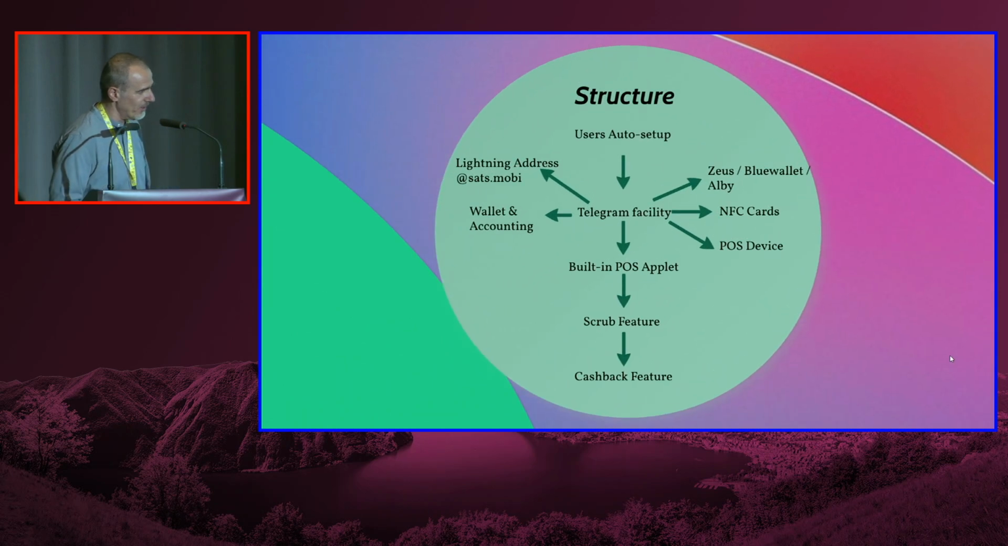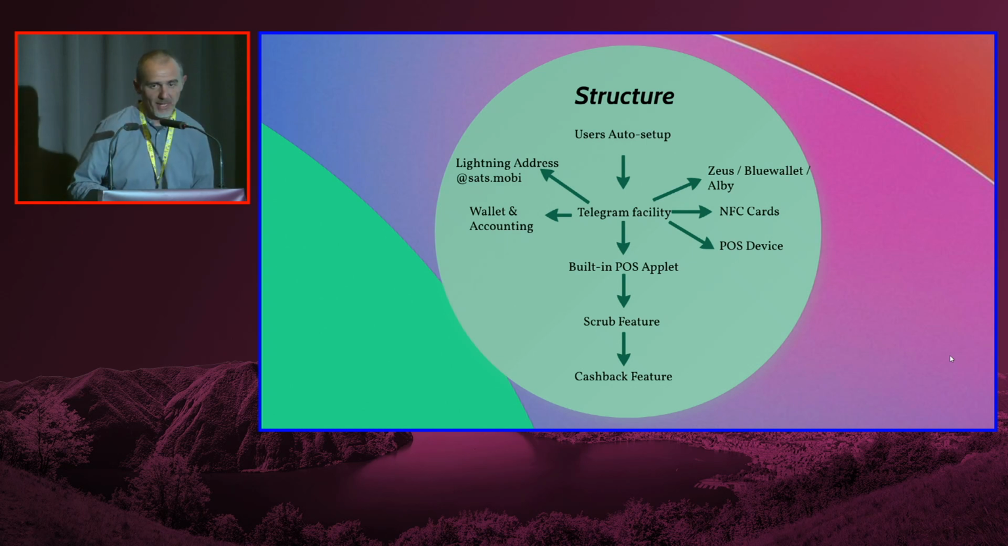So the structure is centered on Telegram. There is an auto setup, so just invoking the bot will configure all the underlying pieces: the Lightning address, the scrub feature, the POS applet, and the LNDHub interface.